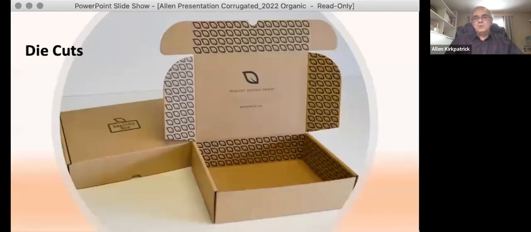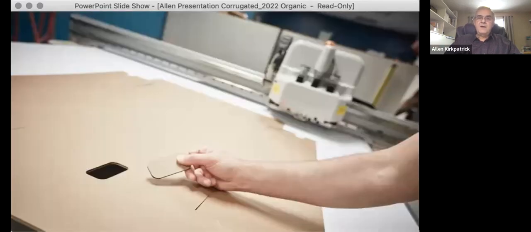We make two basic types of things within our whole industry, to be quite simple about it. One of those is die cuts. A lot of you will be designing your own die cuts. And within the realm of a die cut, it all starts, as you can see, on a table from a CAD drawing.